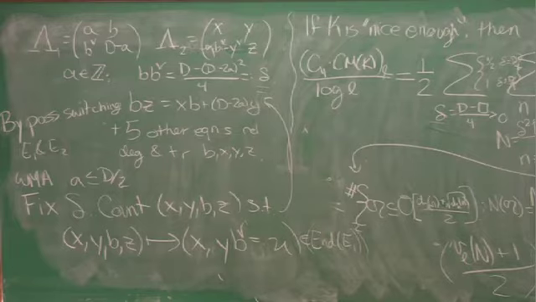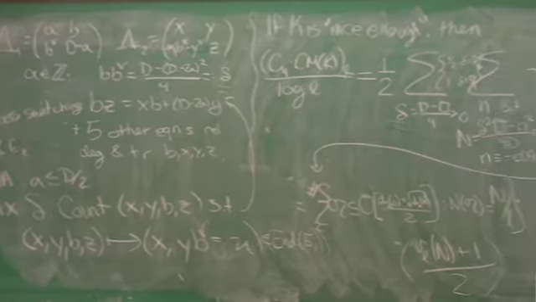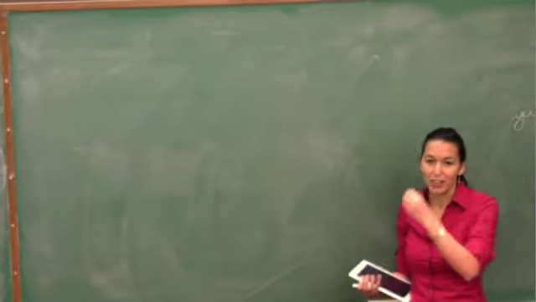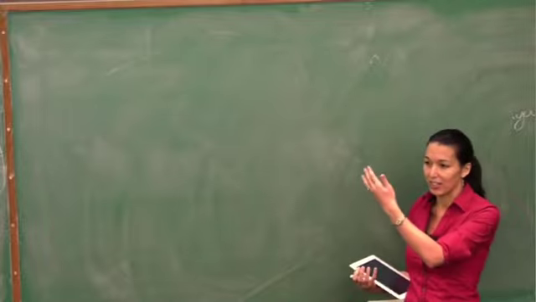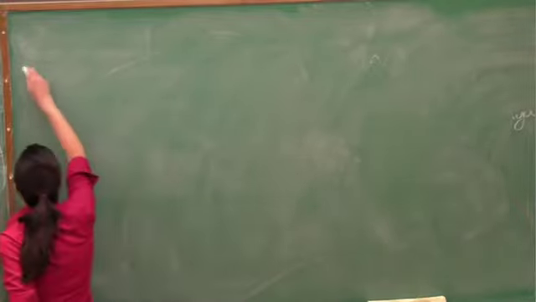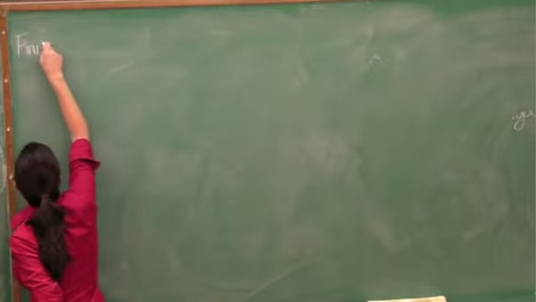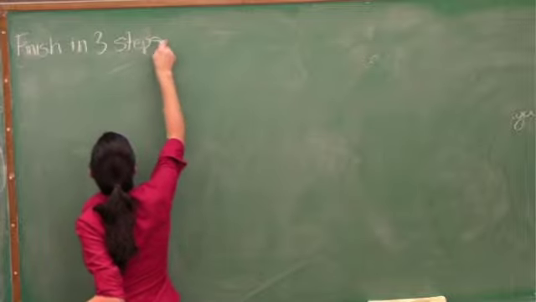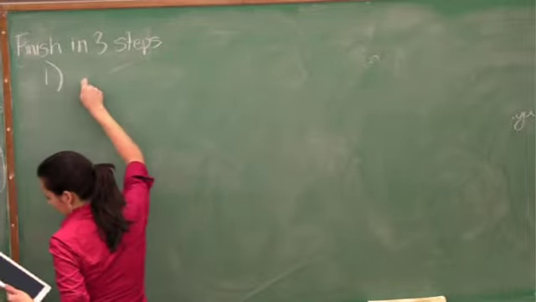Okay, so what do you do when you want to count something in math and you don't know how to count the whole space? I mean, we do this all the time. You make a fibration and you count the base and you count the fibers and then you count the whole space. So that's exactly what we're going to do here. So we finish in 3 steps. So one is counting the base.